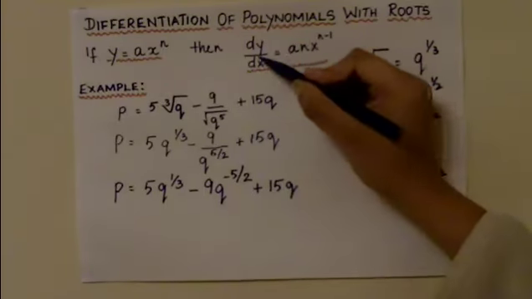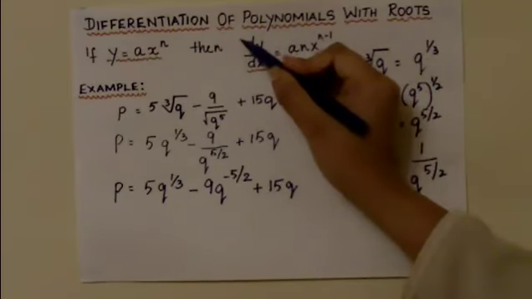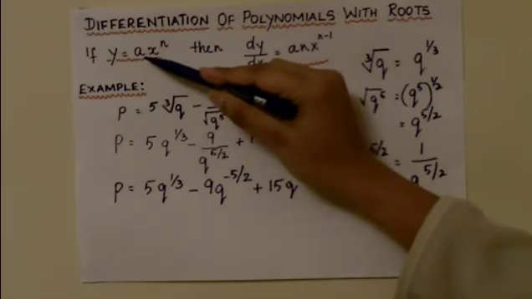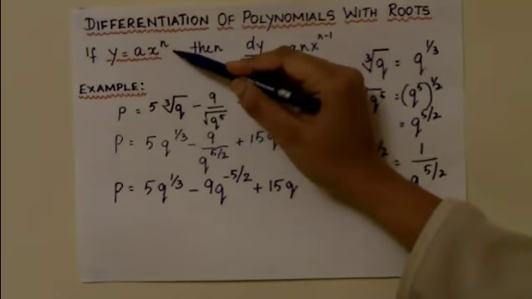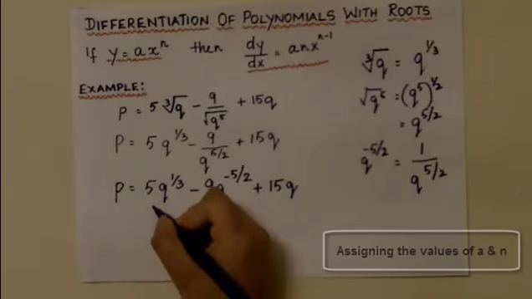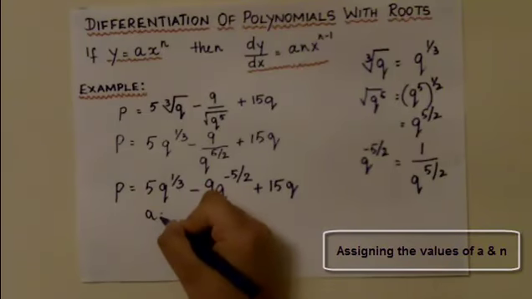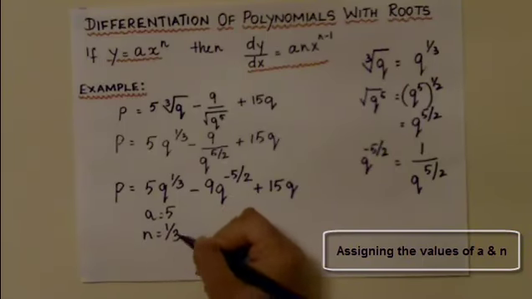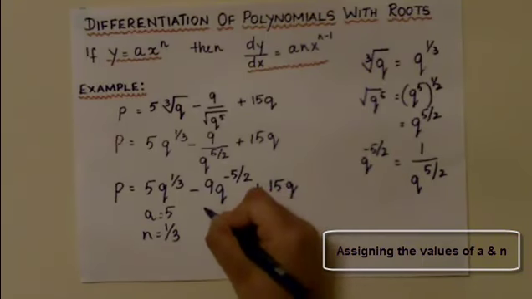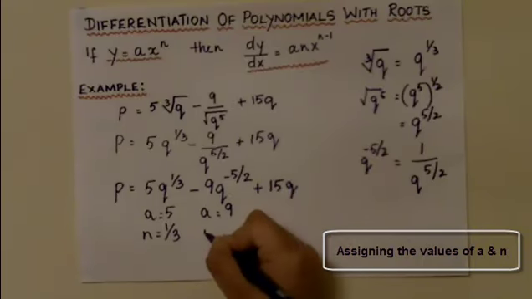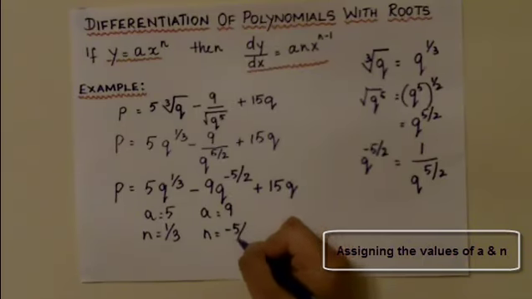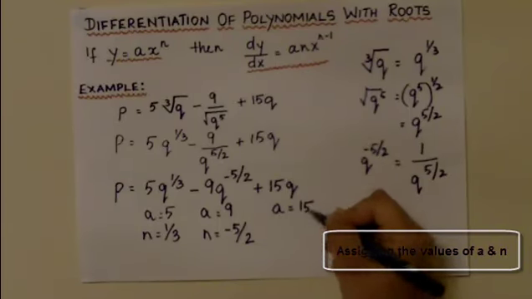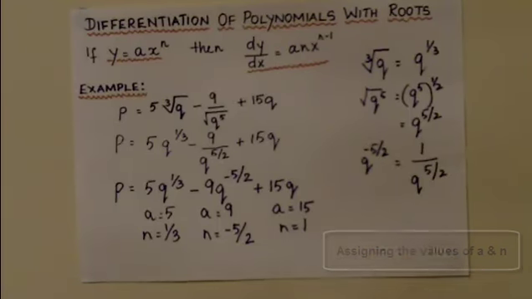Now to substitute the values into the formula to start the differentiation, it is ideal that we know the values of a and n first. So the value of a for the first term is a equals 5 and n equals 1 over 3, and for the second term it is a equals 9 and n equals minus 5 over 2. In the third term, a is equal to 15 and n equal to 1.